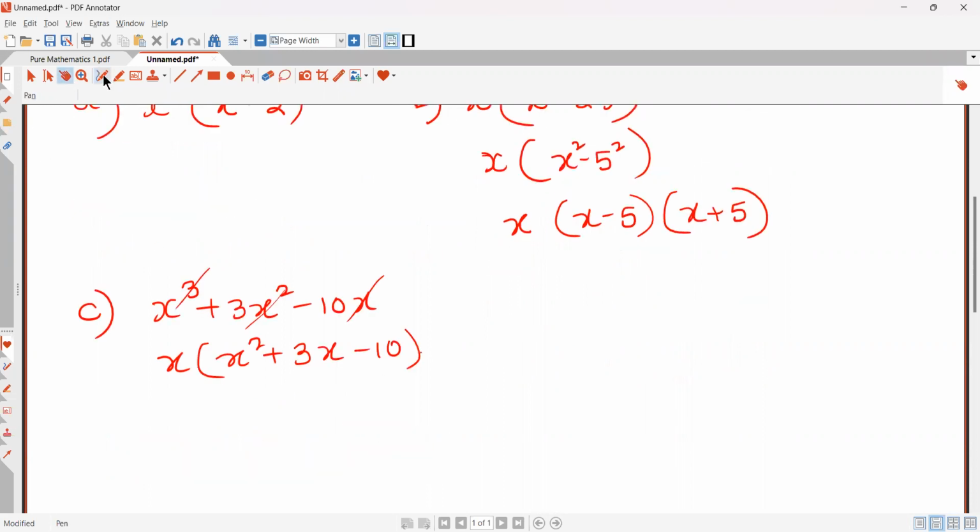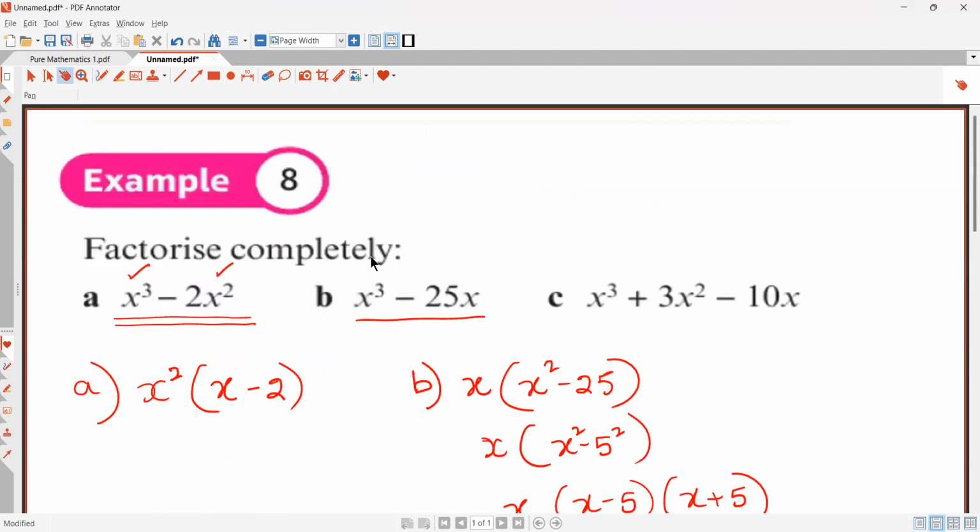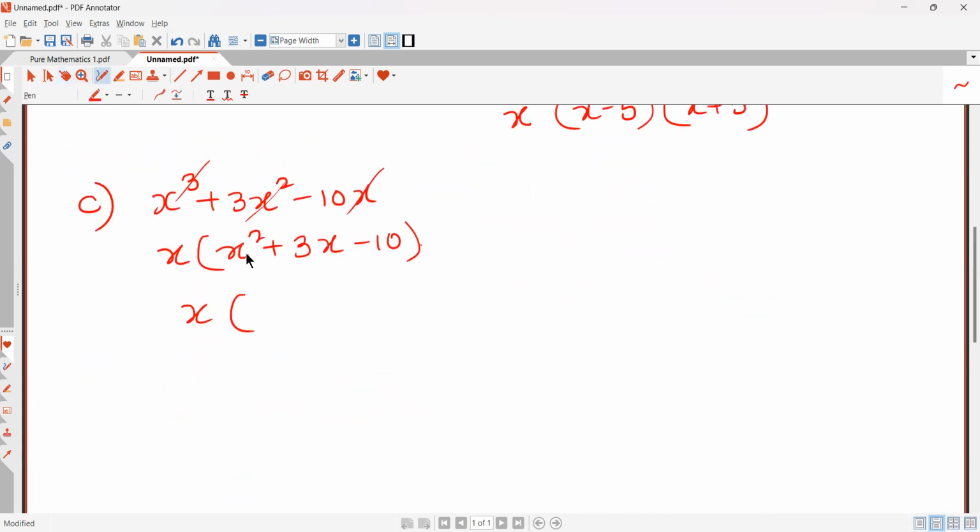Does this look like a quadratic equation? And we can factorize this. How would we factorize this? And by the way, what did they say in the question? Factorize completely. Factorize it as long as you can factorize. So what is it? Can I write x squared? Now 3x and minus 10.